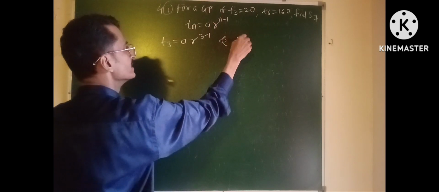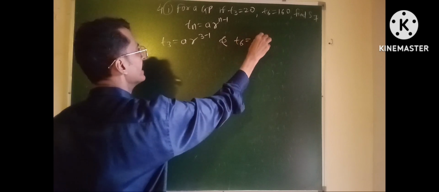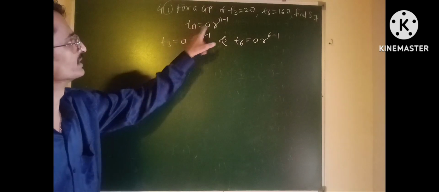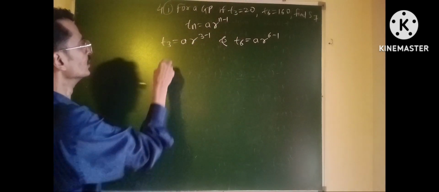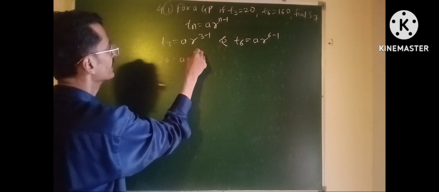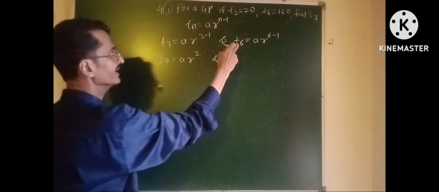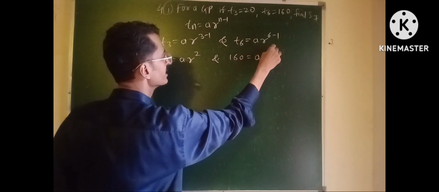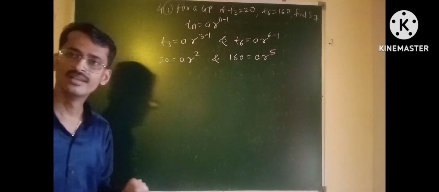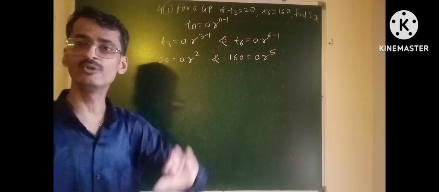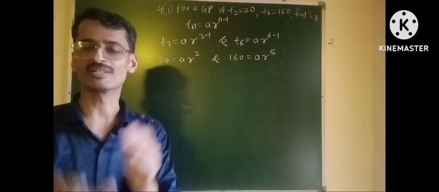and next put n is equal to 6. So T6 is a r raised to 6 minus 1. So just put n is equal to 3 and 6 here. So T3 is given 20, a into r raised to 3 minus 1, that is 2, and T6 is given 160, that is a into r raised to 6 minus 1, that is 5. Now how we can solve these two equations? As a into is there in both, we cannot add or subtract.